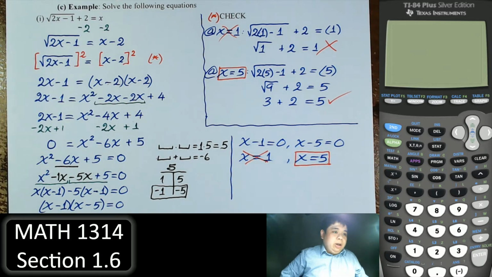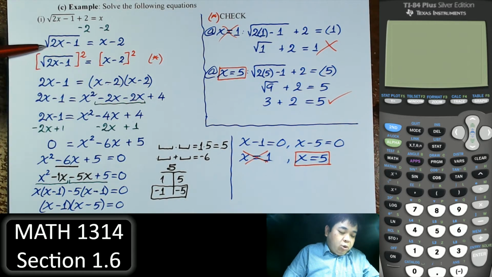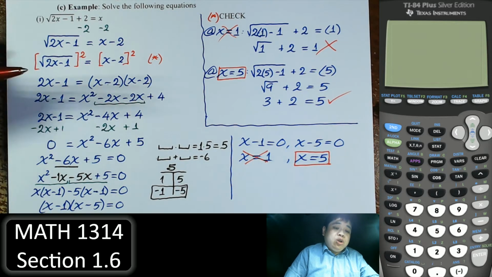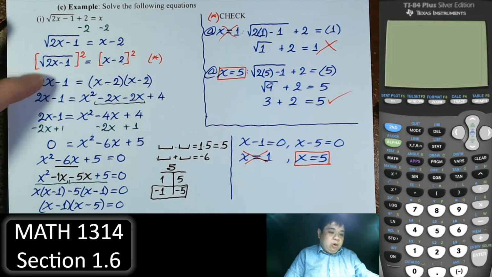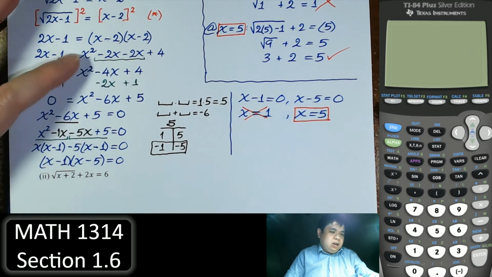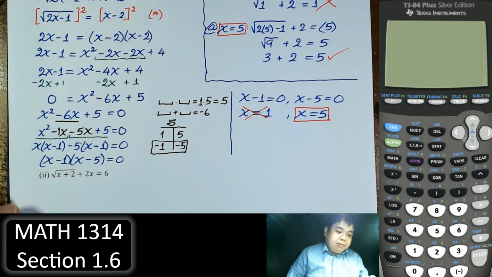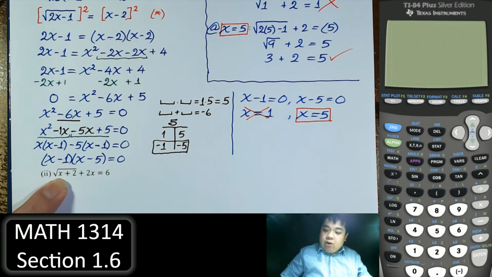Right, so make sure we isolate the square root. When we square, the square cancels the square root, and when we square, check the answer. The rest, we just solve the equation as a quadratic equation, pretty much. Right, same thing here on this one.